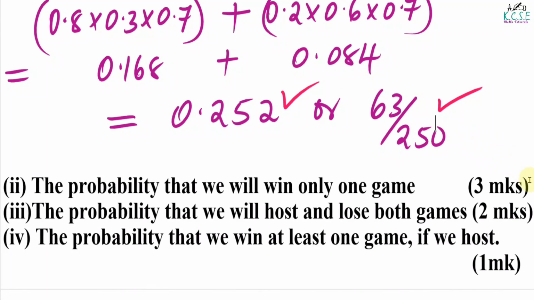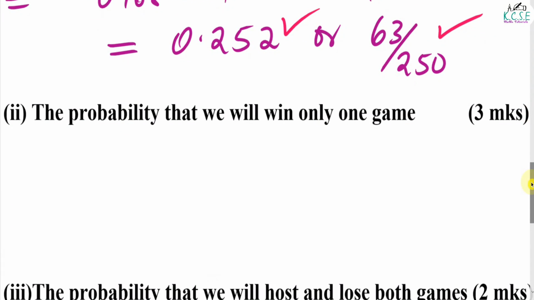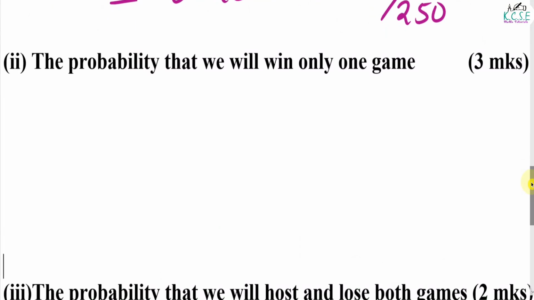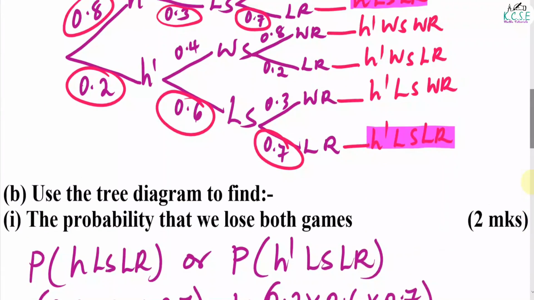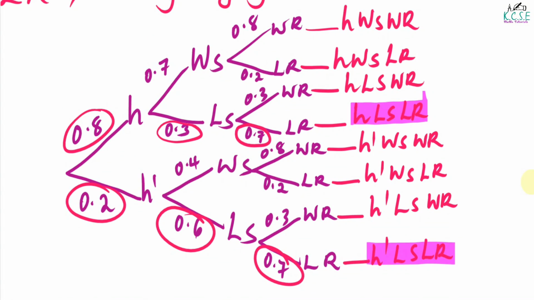The next one is the probability that we win only one game. The probability that we win only one game. So we go to the tree diagram. Where do we win one game?